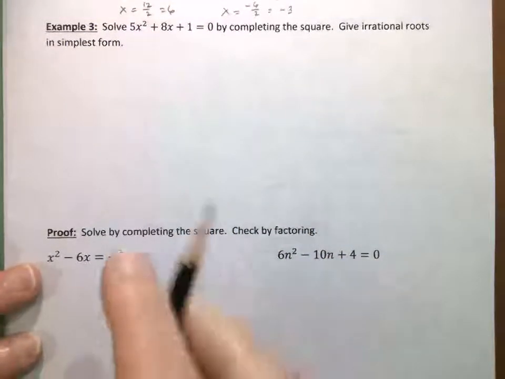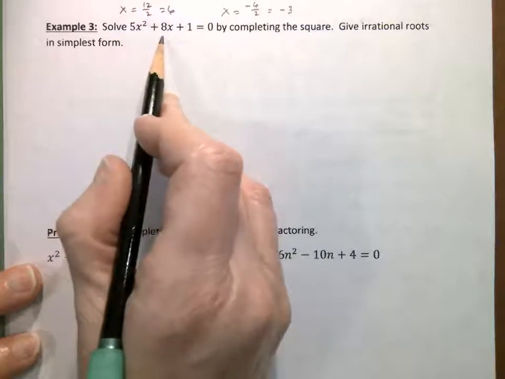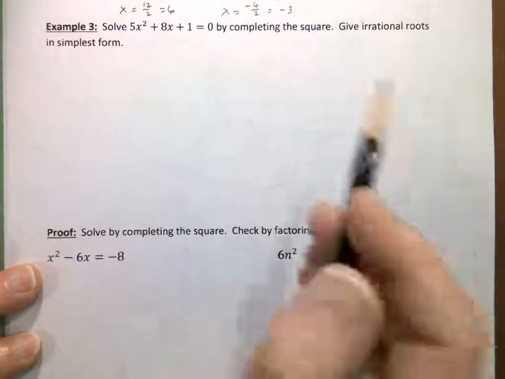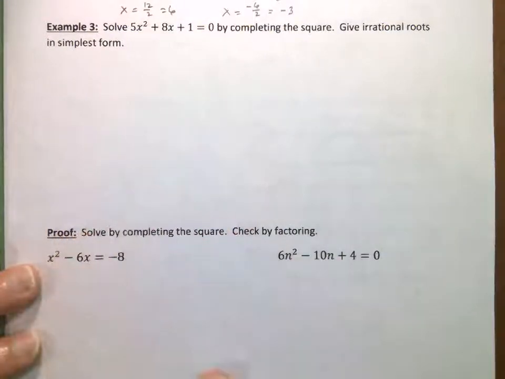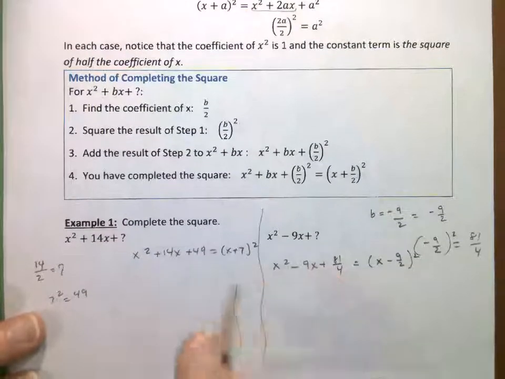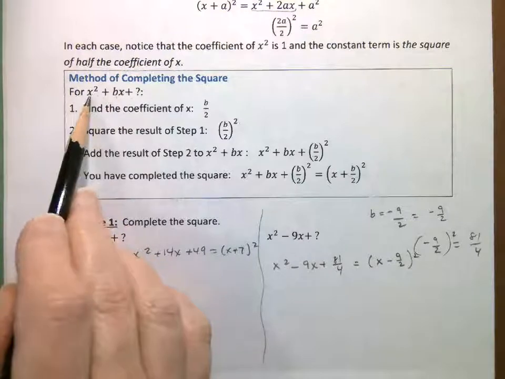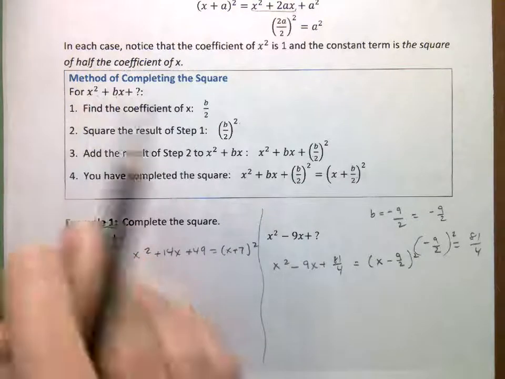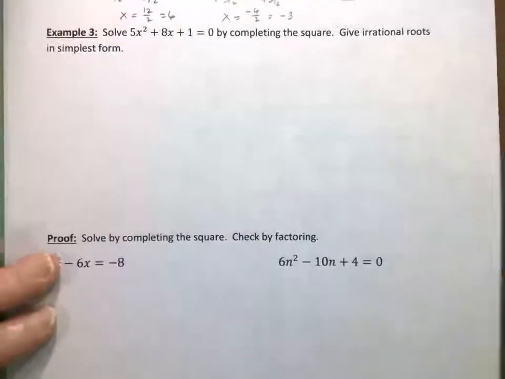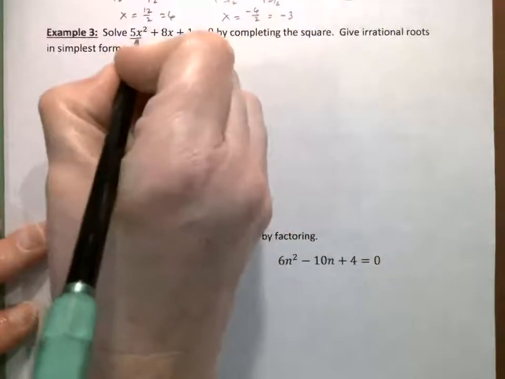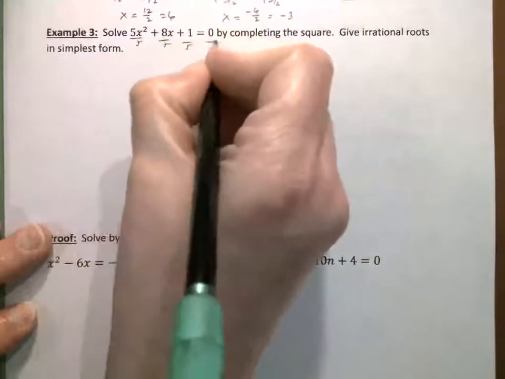All right, so let's look at this one. It says solve 5x squared plus 8x plus 1 equals 0 by completing the square. Give irrational roots in simplest form. So we might have radicals in our answers, but here's what we need to look at. When we talked about these steps, it only works when the coefficient of your x squared term is 1. So what I need to do is get rid of that 5. And the way we get rid of the 5 is we just divide everything by 5.